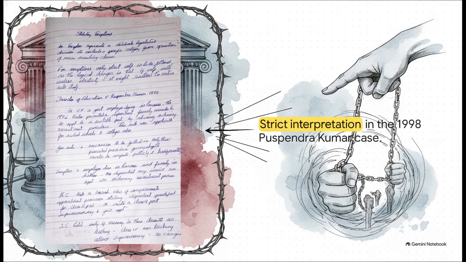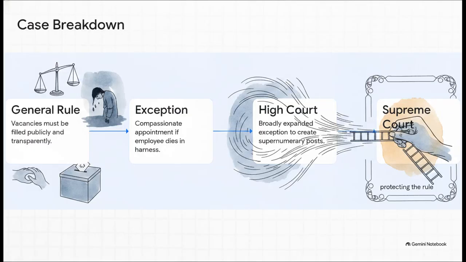And the real-world stakes of that logical danger are brilliantly illustrated right here in the 1998 Supreme Court case of Director of Education versus Pushpendra Kumar. This case perfectly demonstrates why judges sometimes have to strictly rein in lower courts, purely to protect the integrity of a main statute. Let's walk through how this builds step by step.